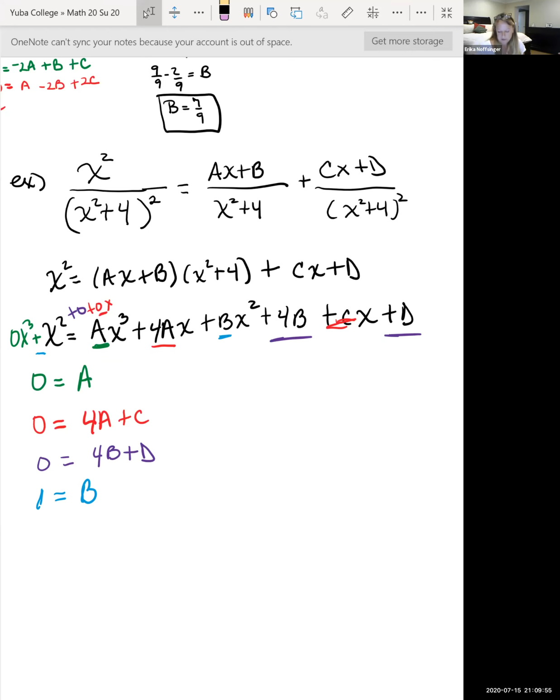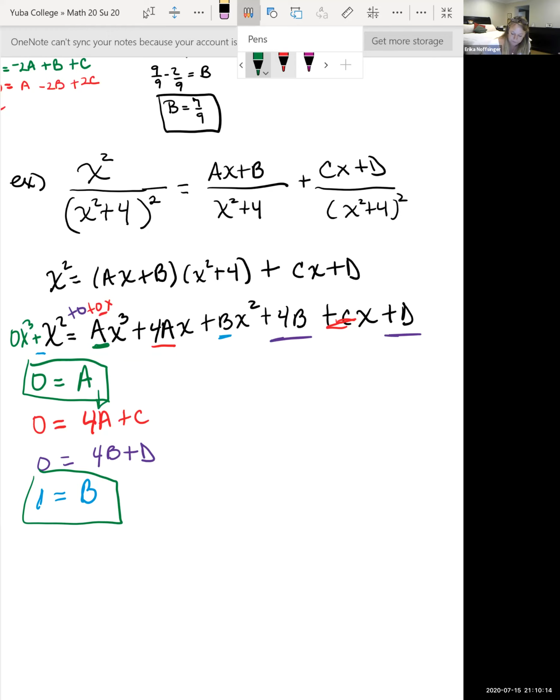So we already have multiple ones. We know what a is. A is 0. We know what b is. B is 1. So if we plug in 0 for a in the second equation, I can see that doing that, c also is equal to 0. And then if we plug in 1 up here for b, I get 4 times 1 is 4 plus d. 4 plus d equals 0, so then d would have to be negative 4.